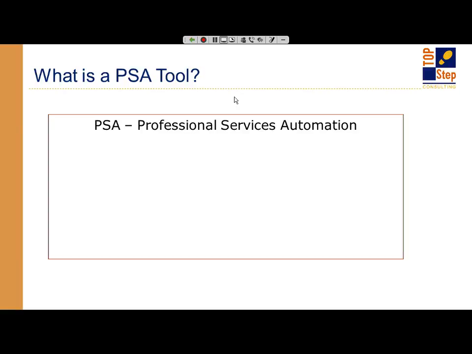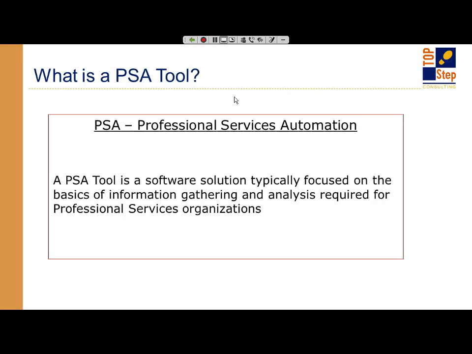Let's start with a really basic slide. What is a PSA tool? PSA, there is some medical term out there for psoriasis or something, but we're actually talking in terms of professional services automation. This is a software solution that is meant to really help you gather the basic information you need to run your professional services organization.